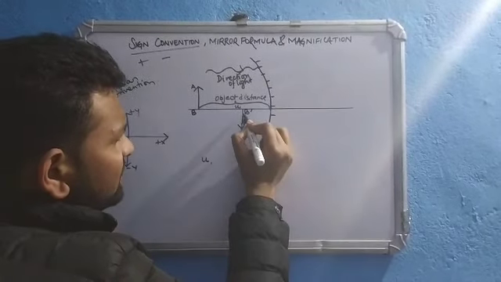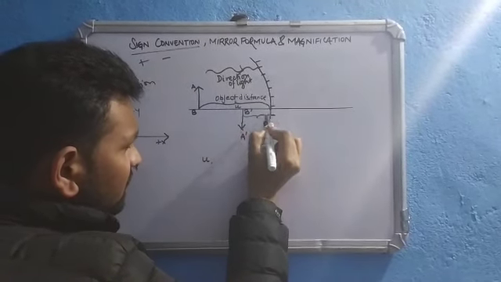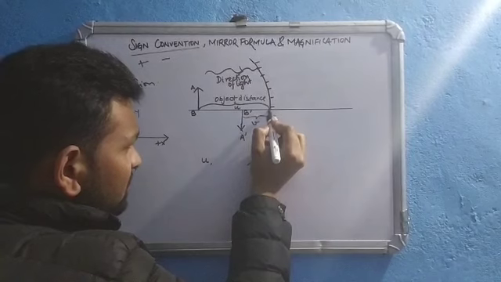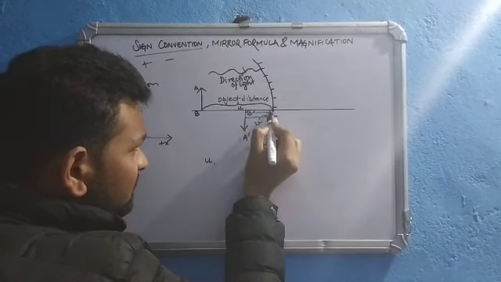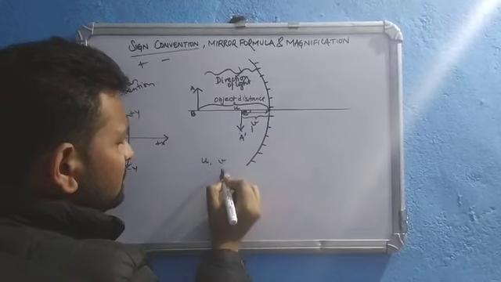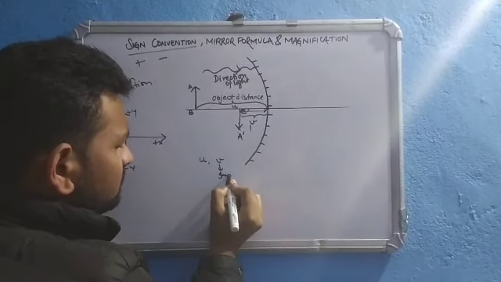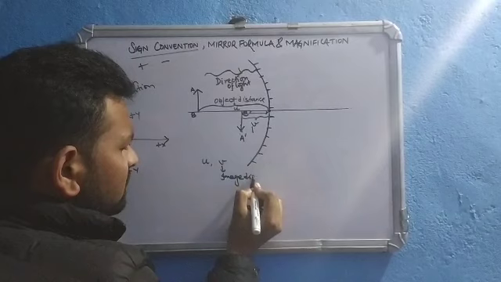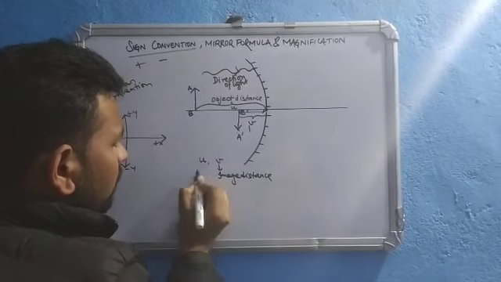Now you can see an image is formed here. The distance of the pole from the image is called image distance. This is your image distance, and this is the object distance.